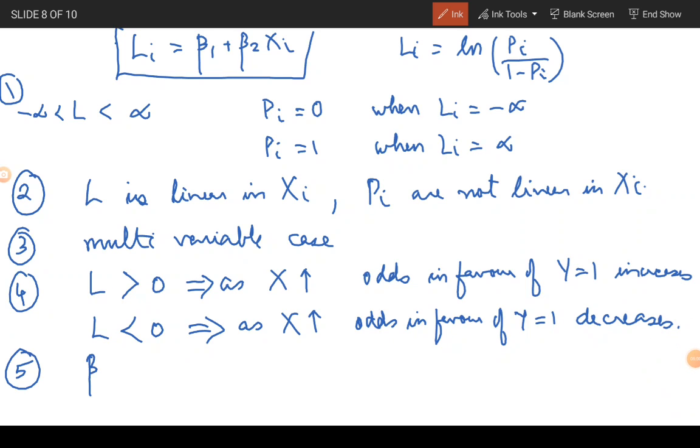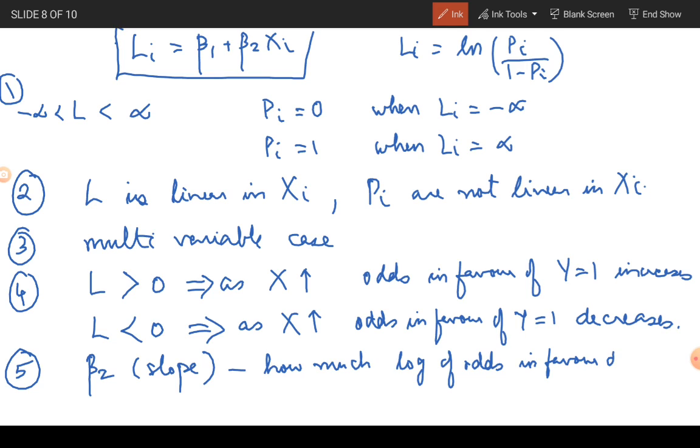Here the value of beta 2, or the coefficient of x, is the slope which tells you how much the log of odds in favor of the regressant equal to 1 increases when the value of x increases by 1 unit. So it is not delta y by delta x, or change in y due to a unit change in x. It's the change in the log of odds in favor of y being equal to 1. How much does it change when x increases by 1 unit?